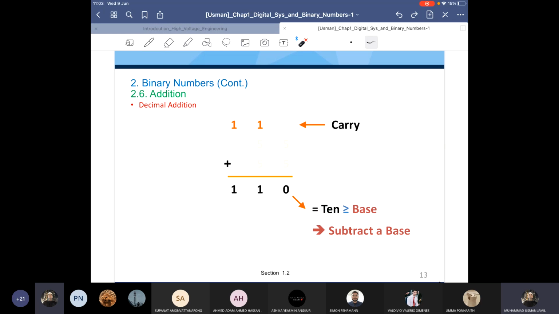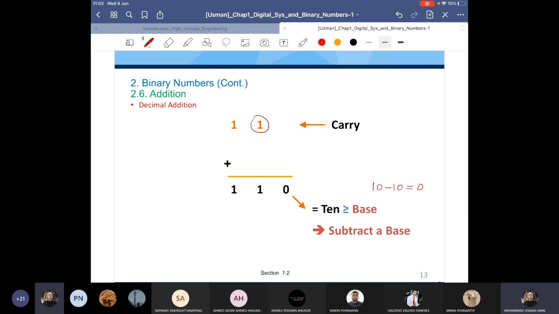When it has a base 10, we can subtract the base from the number. Let's suppose we want to add 5 and 5. 5 plus 5 is 10, and 10 is equal to the base. So 10 minus 10 is equal to 0, and then we have a 1 carry. So we write 0 here and a 1 carry here.